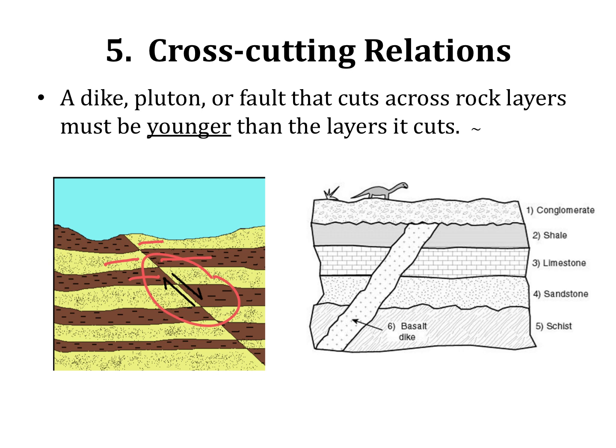So this feature, this fault, cuts across pre-existing rock layers. It couldn't have cut them if they weren't already there. So that means that the fault itself has to be younger than the layers it cuts across.